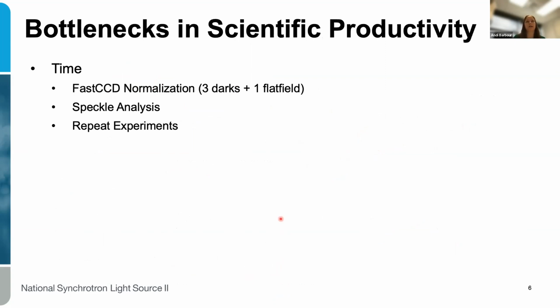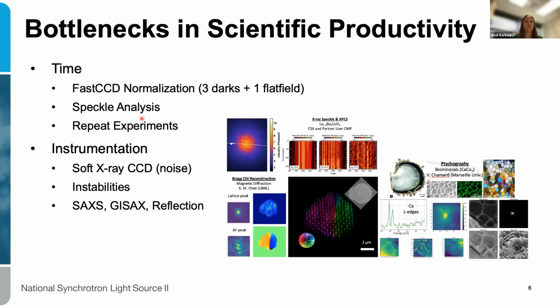So in terms of bottlenecks for scientific productivity, a soft X-ray detector, like the one used at CSX, requires a lot of data just to normalize properly, in addition to just doing the analysis and repeating the experiments. We've even had expert user groups come back two or three times just to make sure that what they measured was real.